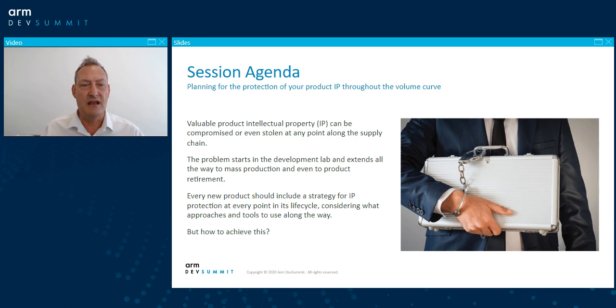So the agenda today, first of all, is to consider why we want to protect valuable intellectual property, or IP, along the supply chain, and some of the difficulties that exist, even from the development lab stage all the way through to mass production and right out into product retirement. We'll also consider what kind of strategy we could implement that would protect intellectual property at all points in the life cycle, make sure that it is protected at every stage, and get an idea of how we can achieve this.